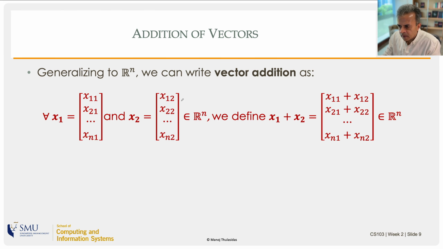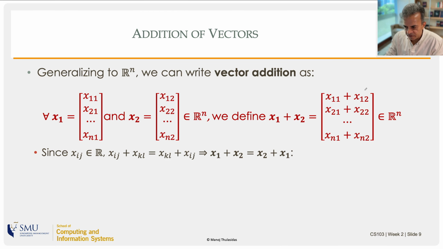Then you define the sum x1 plus x2 by adding the corresponding elements, and as you can imagine, it is a member of Rn. And you can also see that every one of these little additions is just a real number being added to another real number, so that is commutative. So all the good properties that you have in the field of real numbers will extend to the vectors also. So that's what I've written there.